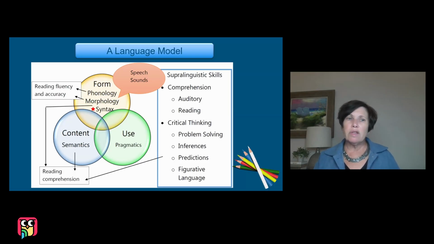When we look at the content of the language, we're talking about semantics. And then we know that as we pull in syntax from the form of the language, semantics is the content, pragmatics and those metalinguistic skills, those are what students need for reading and auditory comprehension. And we'll pull a little bit of those metalinguistic or supralinguistic skills in as we go through.